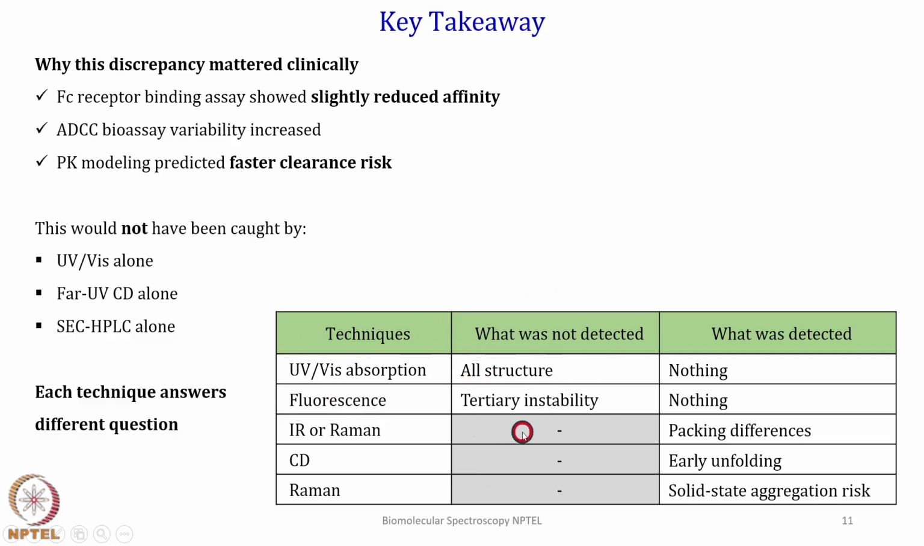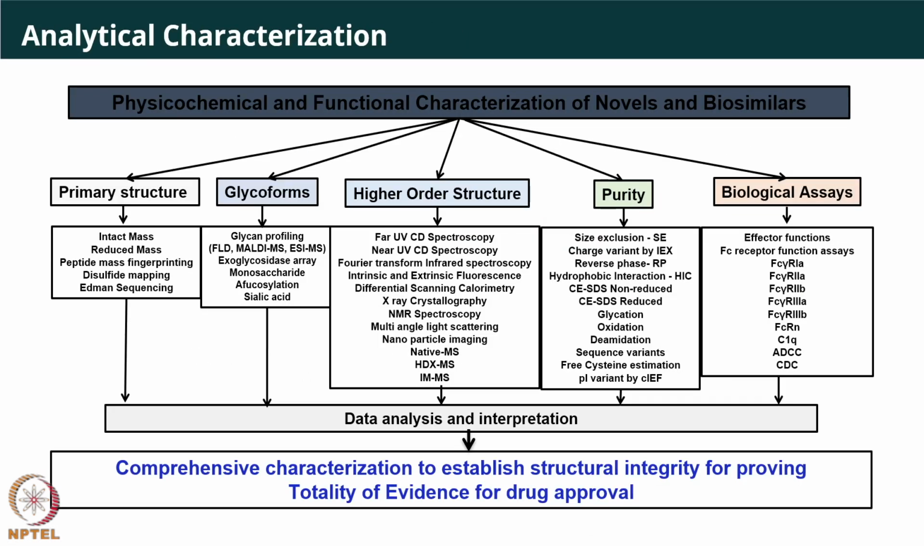Fluorescence gives you tertiary instability, but the residue level structure you do not know, dynamics you can get some, but not everything, right. Now IR you can get packing differences, CD you can get early unfolding, Raman you can get solid state or aggregation rates, but each of these techniques is positioned uniquely to give you some answer, not all the answers that are needed. So, that is an important point to be understood, that we have to use a variety of techniques that are there, combined for complete assessment, right.